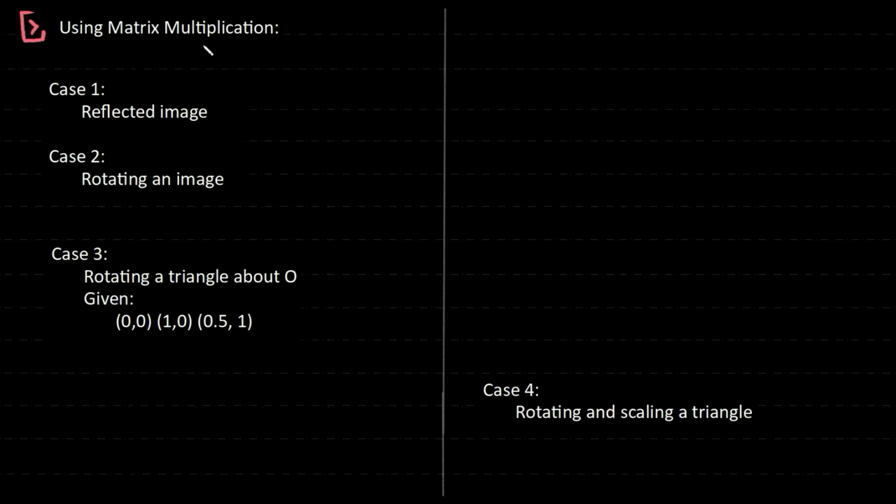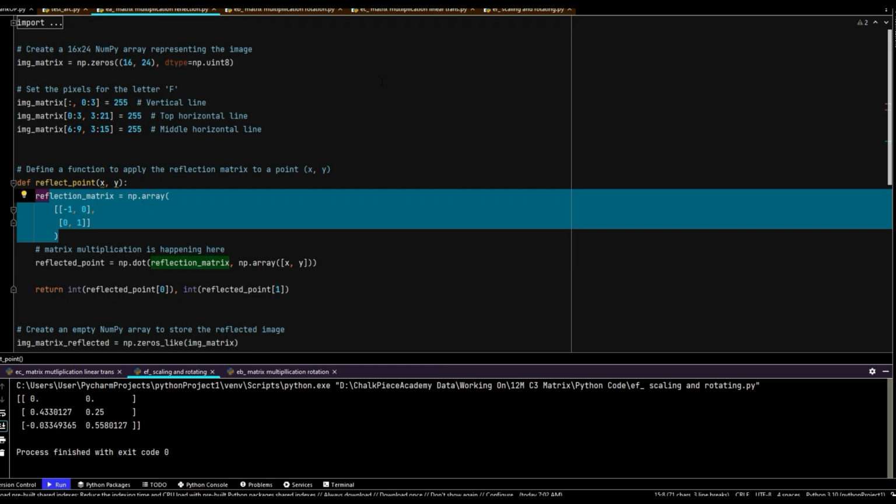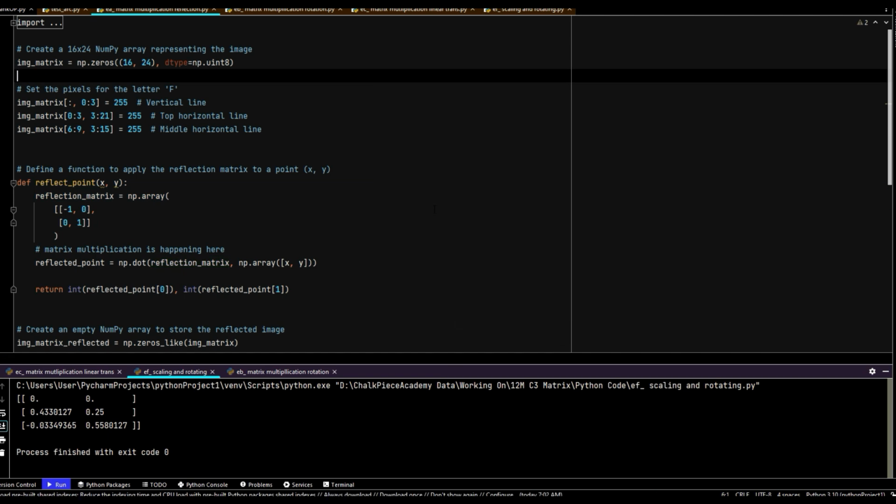Let's use matrix multiplication to look at the following cases. How to make an image look reflected. So let me start off with this. Again, all of this involves matrix multiplication. That's our original image, and this is an image which is reflected.